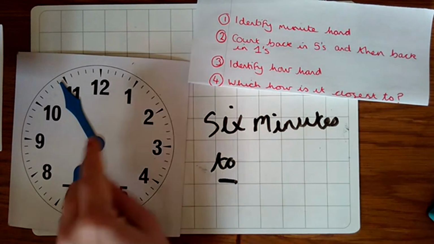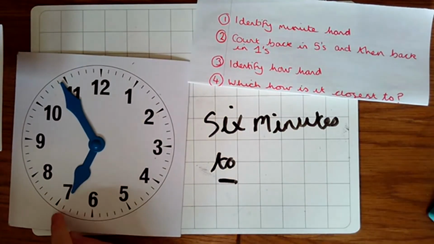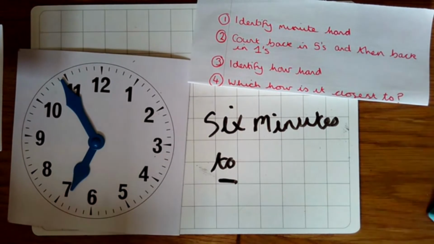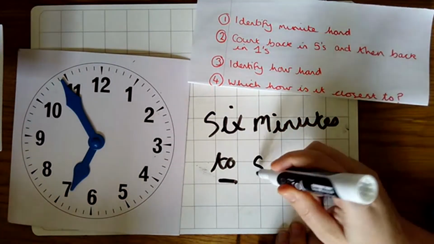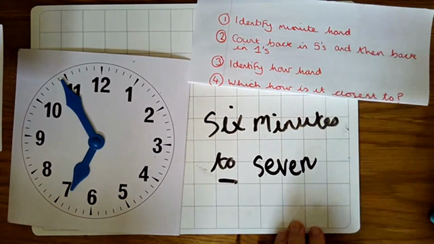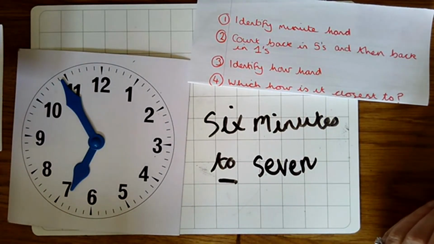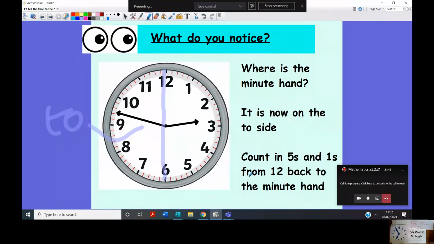Let's see what our hour is. Where's our hour hand? Here. Is it closer to 6 or 7? It's closer to 7 because it's only 6 minutes to 7. Excellent. Right, let me share this screen again. Perfect.